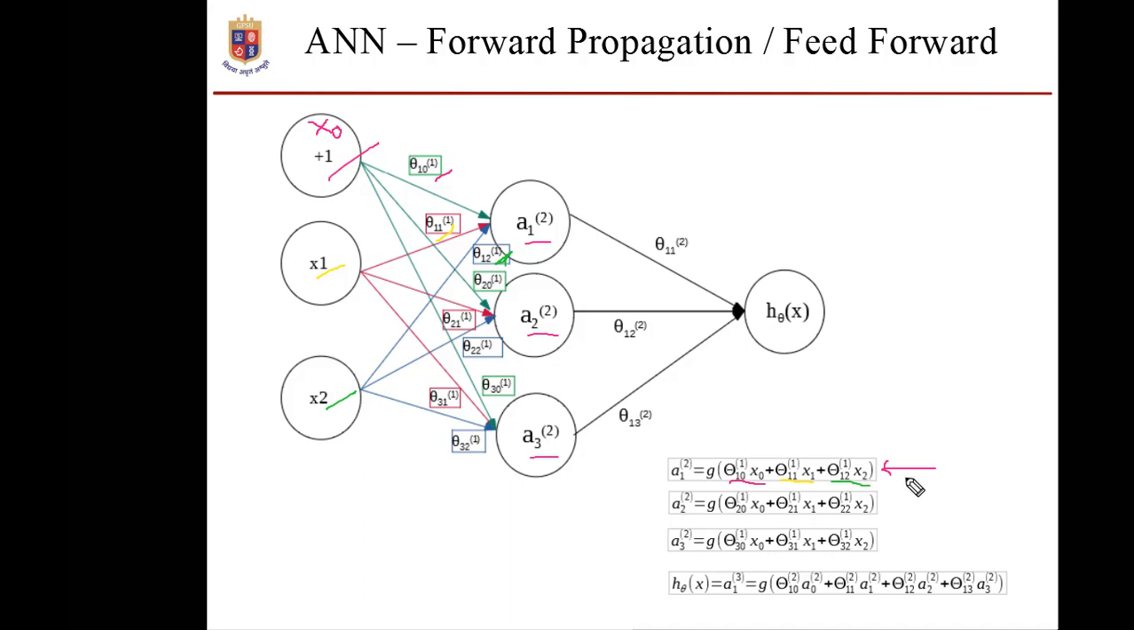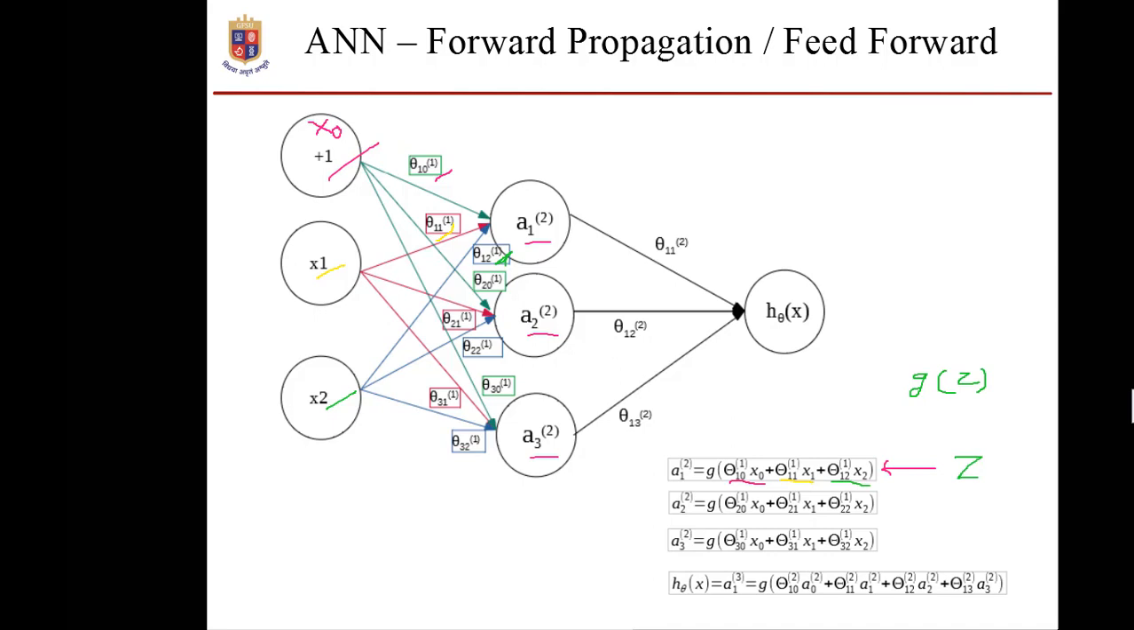In short, you are multiplying the weightage of the corresponding connection with the input variable, and the whole summation is nothing but your z, which we used in logistic regression to calculate the sigmoid function. If you put this together, this will be g of z, and this z refers to the value theta 10 x0 plus theta 11 x1 plus theta 12 x2, and similarly you can derive A22 and A32.